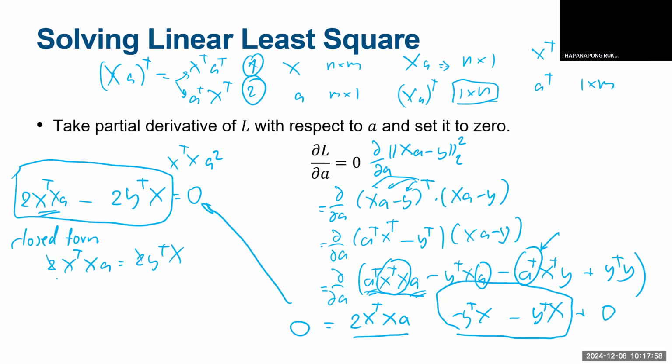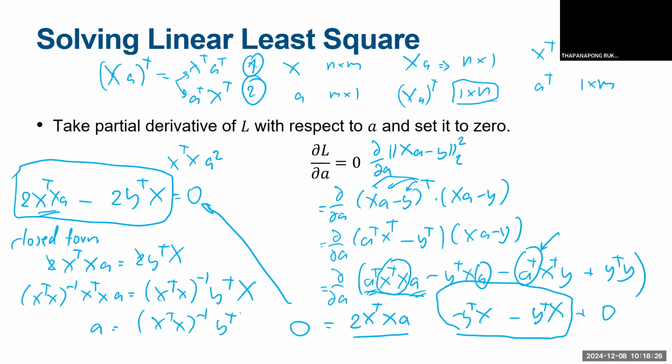The two cancel out, and then this one you can multiply by the inverse. And then this one just becomes a, because the inverse times itself will become the identity matrix. So this is the closed form solution for the linear regression.